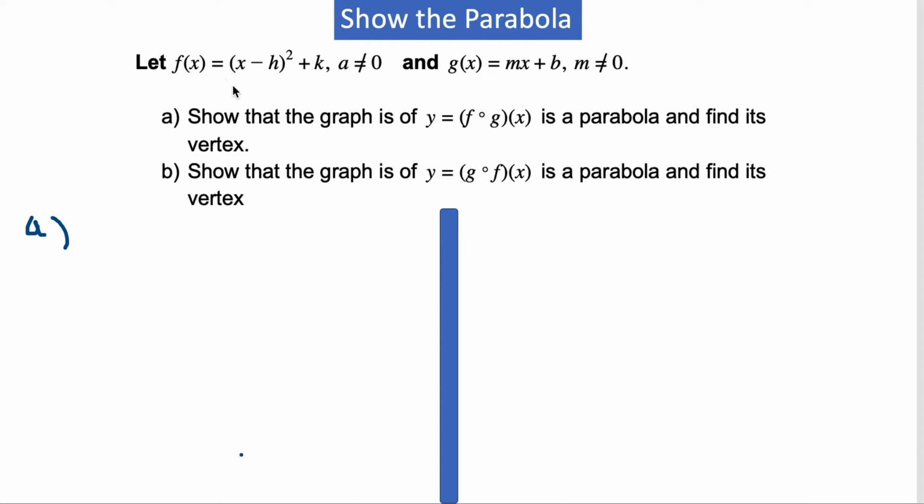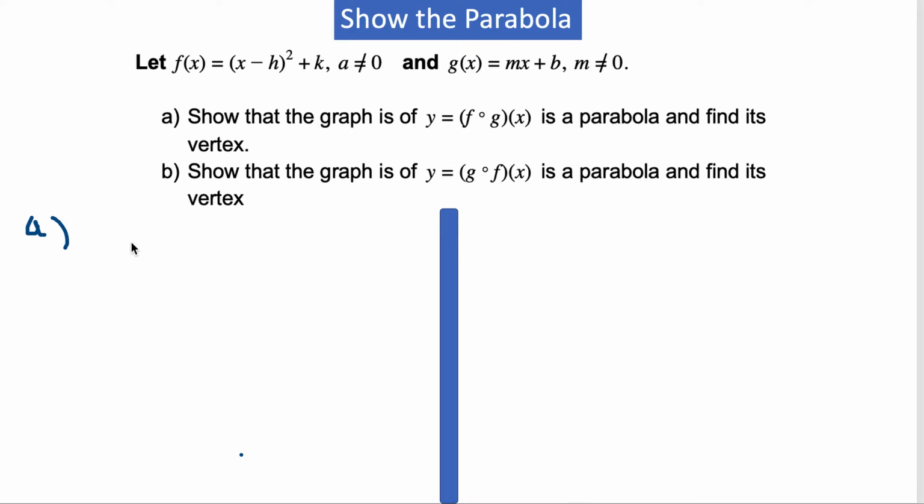Let f of x equal (x minus h) squared plus k, a quadratic function in vertex form, and let the linear function g of x be in slope-intercept form. Part A says: show that the graph of y equals f of g of x is a parabola and find its vertex. Part B says: show that the graph of y equal to the composition function g of f of x is a parabola and find its vertex.